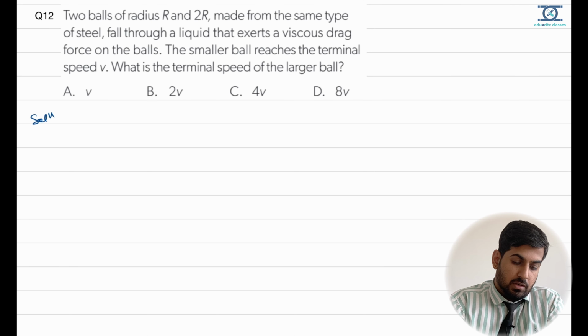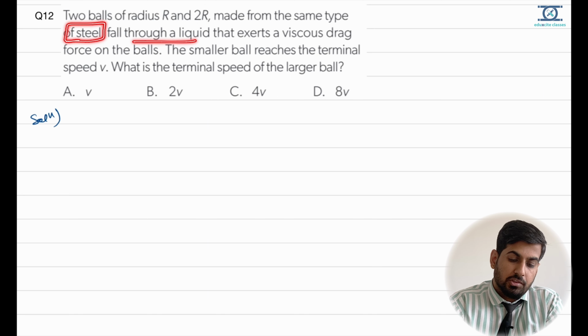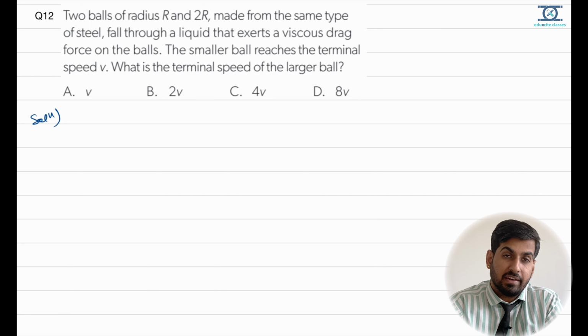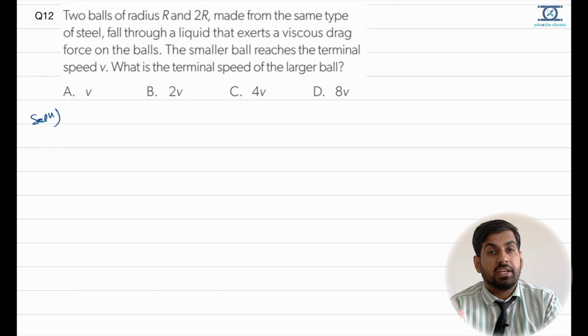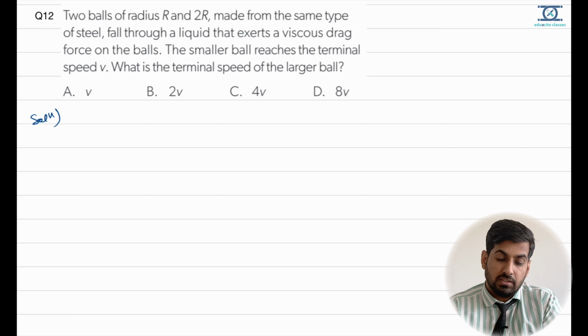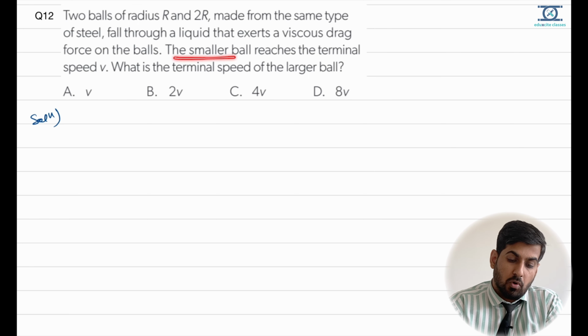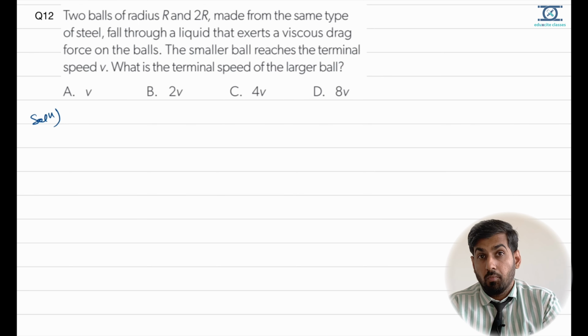Okay, now two balls with different radii, r and 2r, are made of the same type of steel. They fall through a liquid that exerts a viscous drag force on the ball, and we know that drag force depends on 6 pi eta r v. If the liquid is the same, eta is the same, so it depends on the radius and the terminal velocity. The smaller ball reaches the terminal speed v. What is the terminal speed of the larger ball?